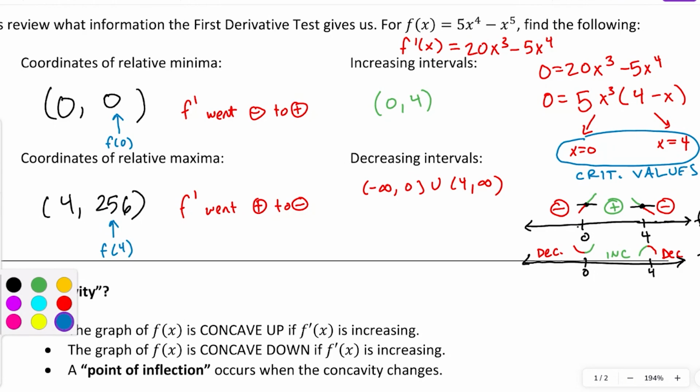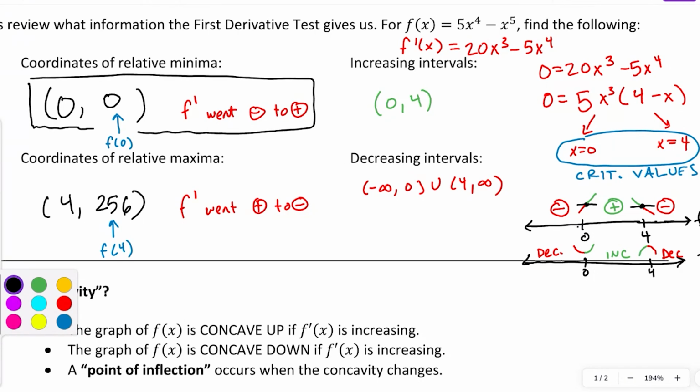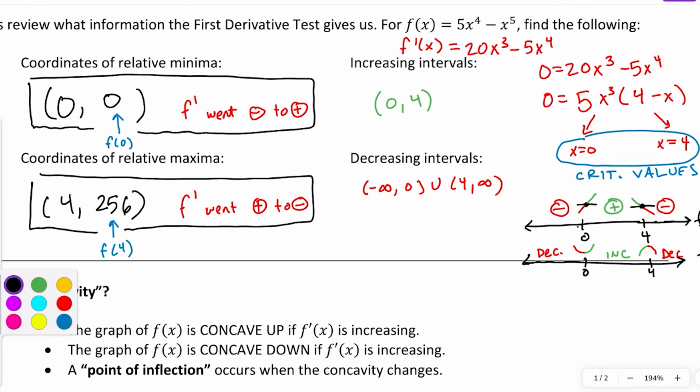Okay, so we got the coordinates of the relative extrema. It's at 0, 0, and that's because the derivative went from negative to positive. And we got the coordinates of the relative maximum, which happens when the derivative goes from positive to negative. We have an increasing interval between 0 and 4, okay? And it's increasing there because f prime is positive, okay? And the decreasing intervals happen when f prime is negative.